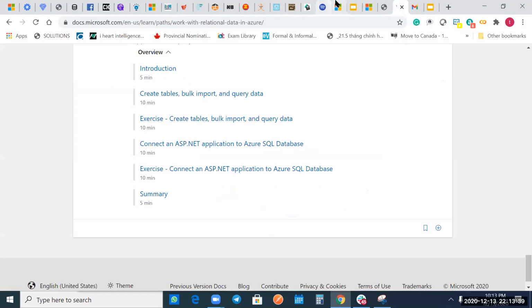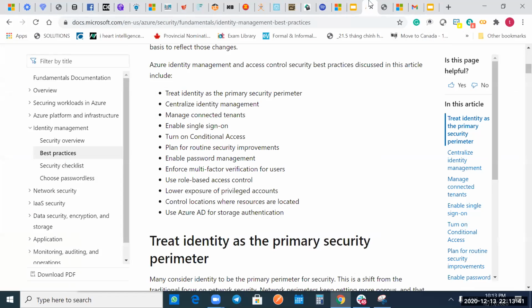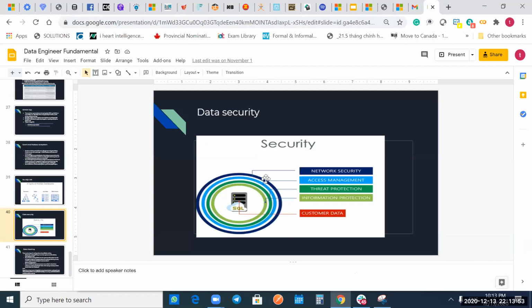So let's go back here. Remember, in the exam, definitely don't treat dynamic masking and encryption at rest as the only measures. Remember this model, and remember there are different layers of security.